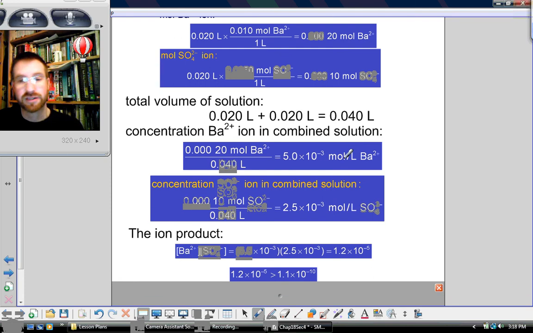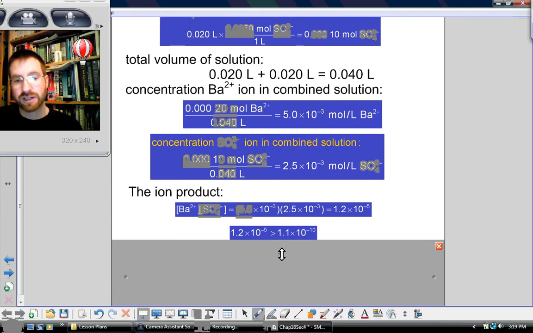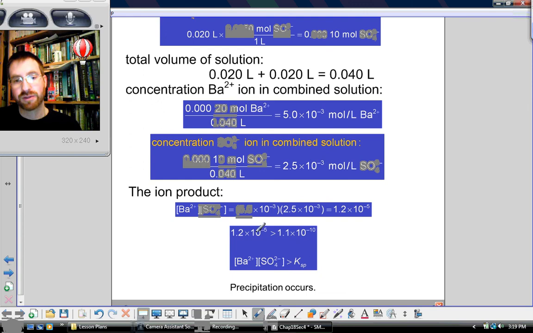We can calculate the molarity. That's how many moles per liter of barium we have and how many moles per liter of sulfate we have. And the ion product constant, we go ahead and plug that in there. That's what we get for the ion product. We notice that that is greater than the KSP value. So that means, yeah, we're going to see some precipitation forming.